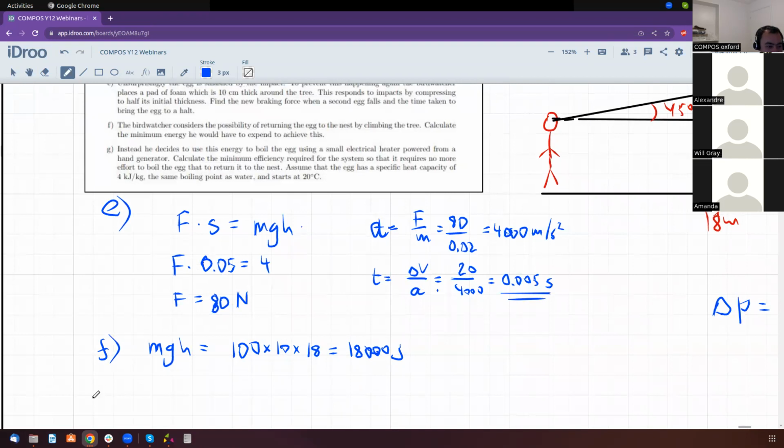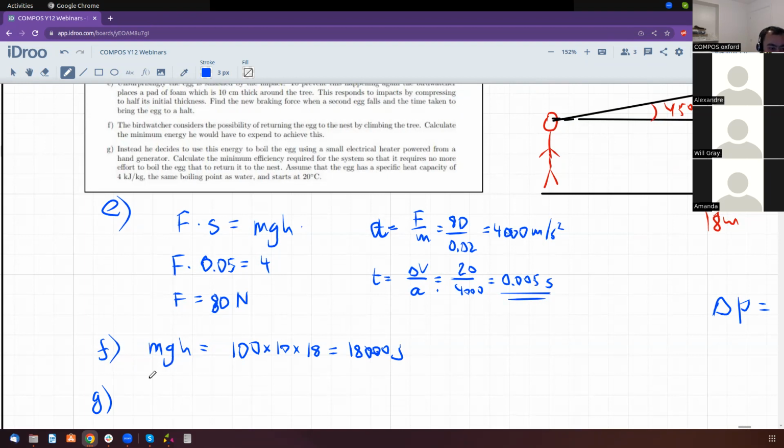And of course, being a very kind fellow, he decides to use this energy to boil the egg instead, using a small electrical heater powered from a hand generator. Calculate the minimum energy efficiency required for the system so that it requires no more effort to boil the egg than to return it to the nest. Assume that the egg has a specific heat capacity of 4 kilojoules per kilogram, the same boiling point of water, and starts at 20 degrees.